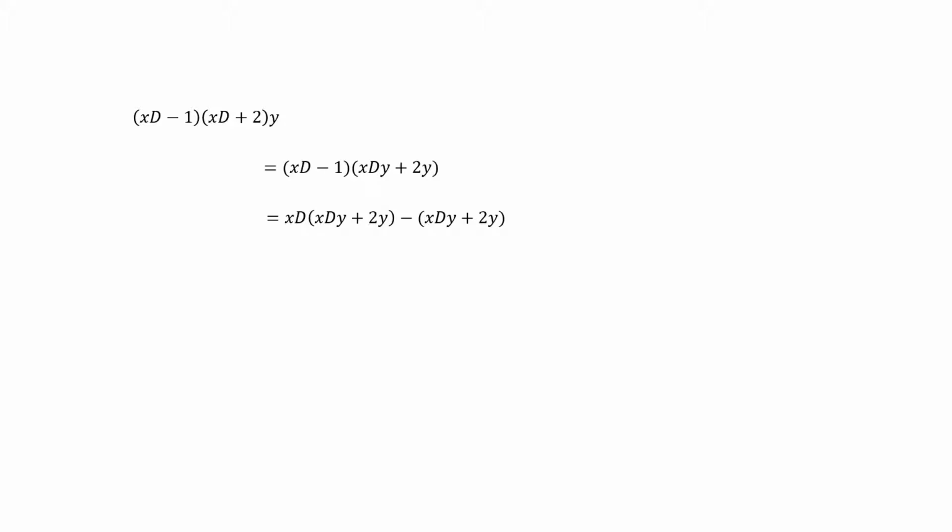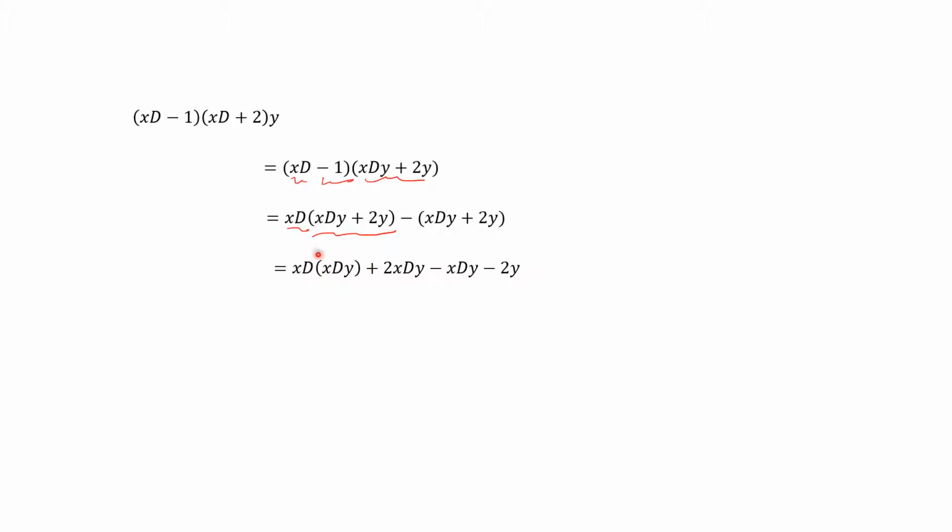Distribute the xd to the xdy plus 2y. That's why you have xd and xdy plus 2y. And distribute the negative 1 to xd plus 2y. That's why you have negative xdy plus 2y. Next step is distribute the xd to the xdy. You have xd of xdy, plus 2 times xdy. Just take out the constants, minus xdy minus 2y.